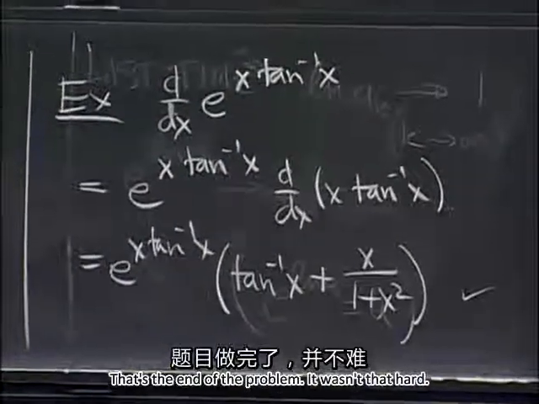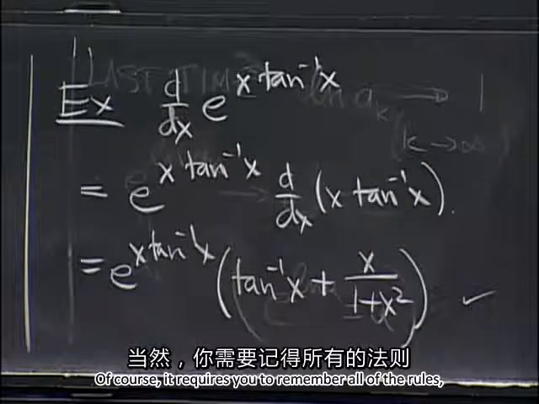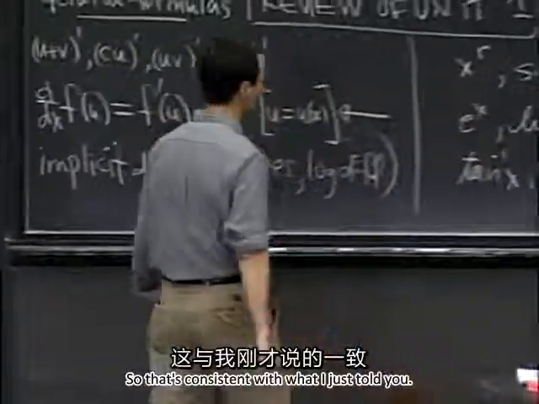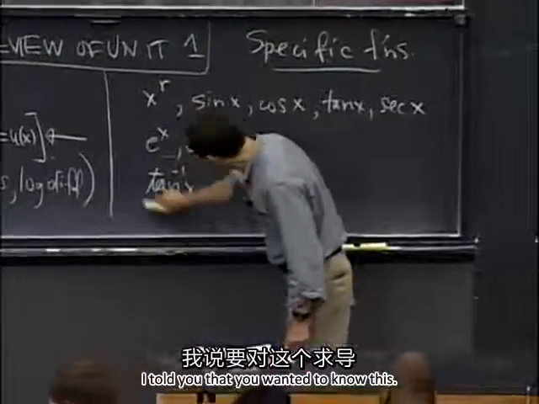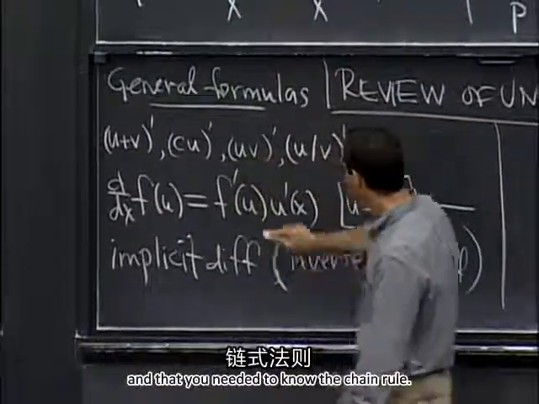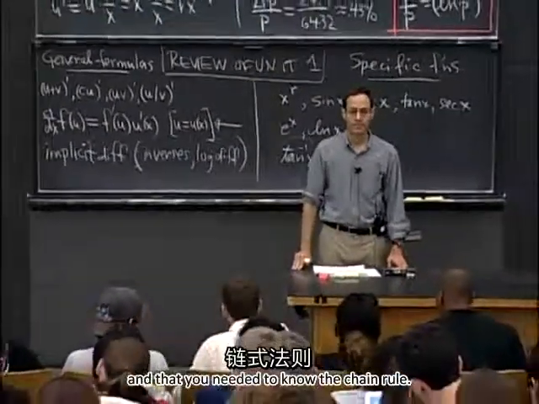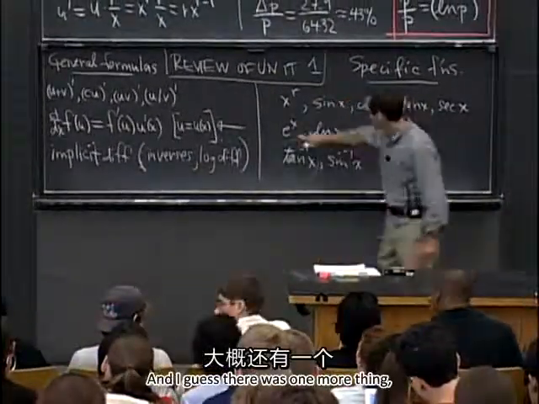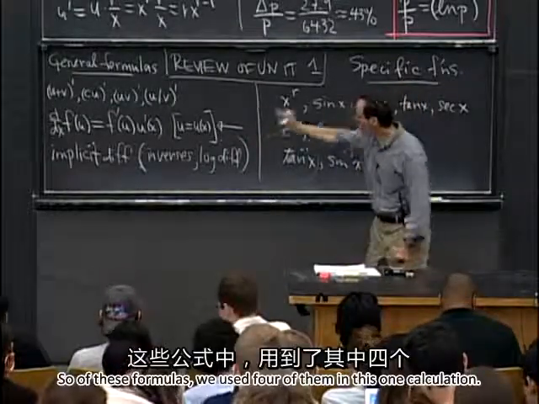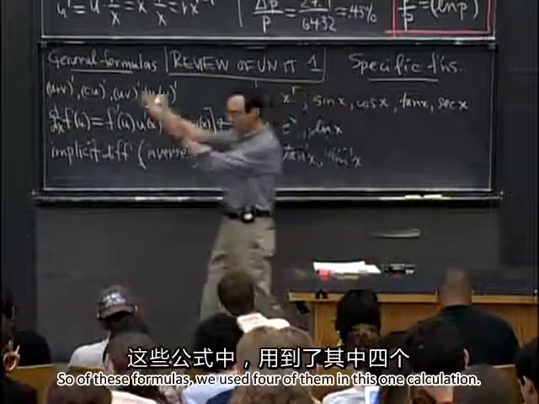Okay? Wasn't that hard. Of course, it requires you to remember all of the rules and a lot of formulas underlying them. So that's consistent with what I just told you. I told you you wanted to know this. I told you you needed to know this product rule and that you needed to know the chain rule. And I guess there was one more thing. The derivative of e to the x came into play there. So of these formulas, we used 4 of them in this one calculation.